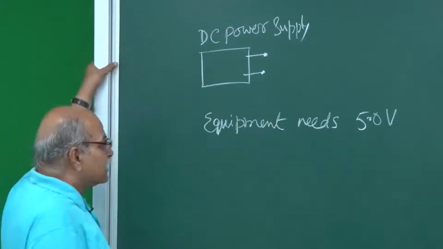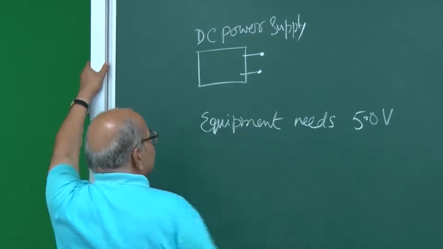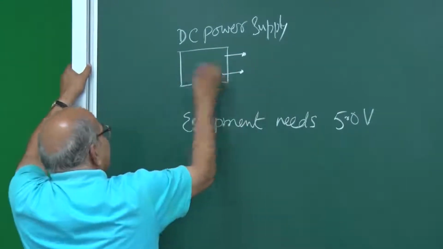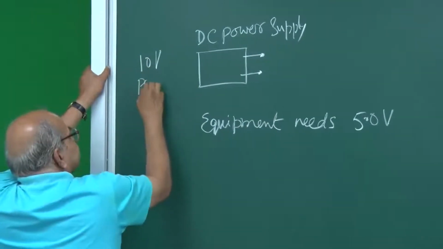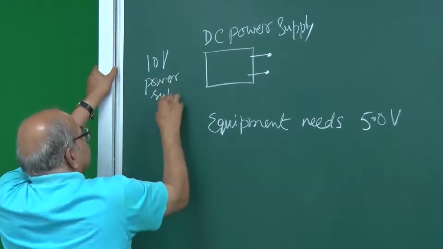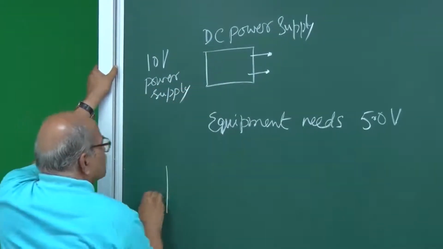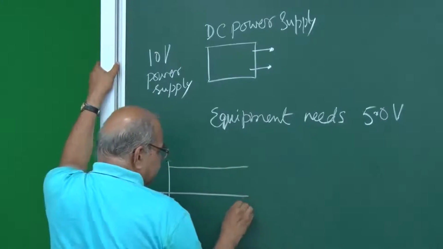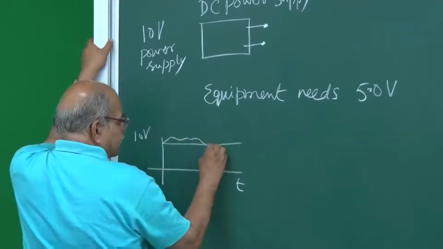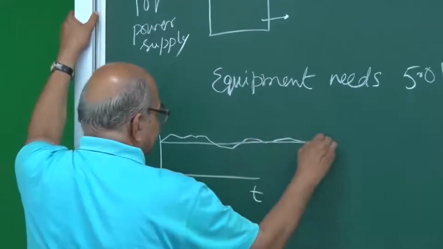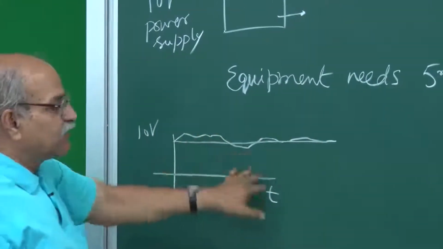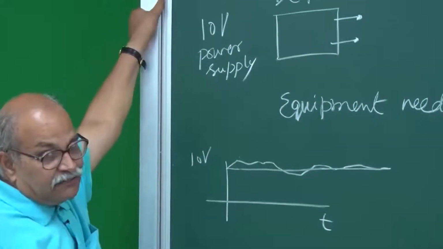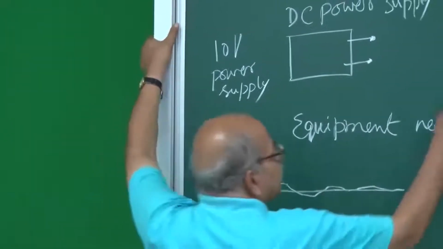What can I do? I can create a circuit. I can take this power supply here, and suppose this gives me 10 volts. Suppose this is a 10 volt power supply. So it is supposed to give me 10 volts. It is supposed to give me this kind of waveform as a function of time, but what it is doing, it's giving this kind of thing. So it is fluctuating from 10 to, let's say, 10.2 here, 9.7 here. It's fluctuating.